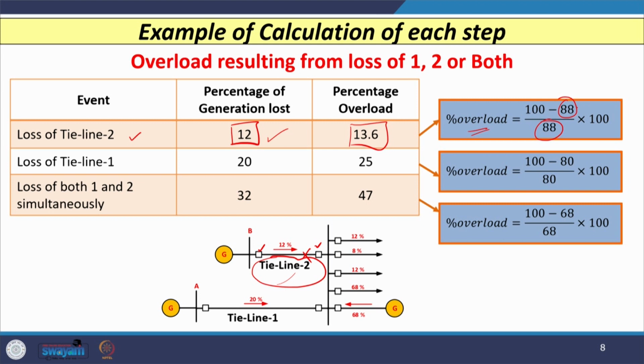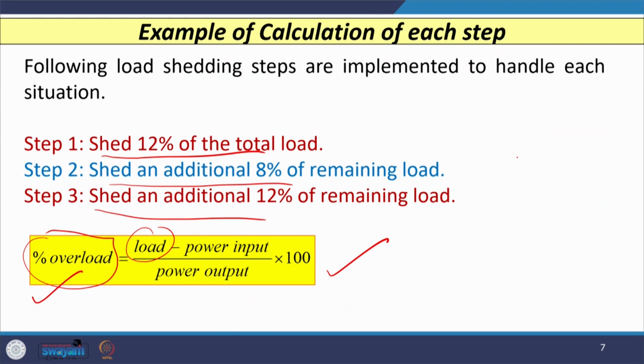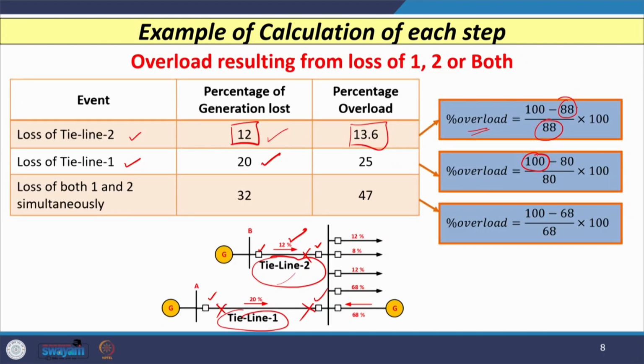In the second case, when there is a loss of tie line 1, this is working perfectly, but tie line 1 is lost because of opening of these 2 breakers. As this line is carrying 20% of the load, we can calculate the percentage overload considering your load is 100%, and the remaining power input and output would be 80%, because the 20% which is carried by this tie line 1 is lost because of opening of this line. So, you will have the percentage overload, that is 25%.